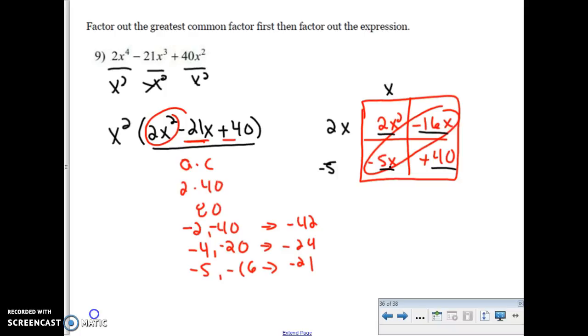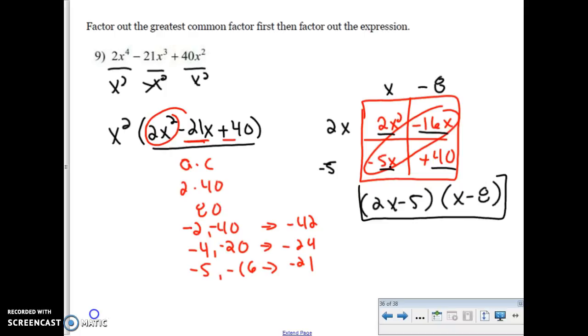What goes into negative 16 and 40? Well, it's going to be a negative number because the leading term is negative. And I think 8's the greatest common factor between negative 16 and 40. So my factored out form is 2x minus 5 and x minus 8.